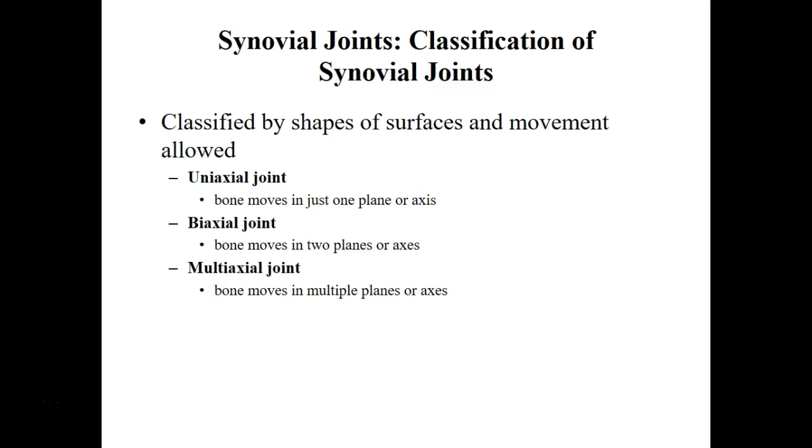So if we're looking just at synovial joints and their movements, all synovial joints are freely movable. So they are diarthroses. But some synovial joints are more movable than other synovial joints. So we can have synovial joints that move on only one axis. They're going to be the least movable of our synovial joints. We have biaxial synovial joints, which can move in 2 planes. And then we have multiaxial that can move in multiple planes.